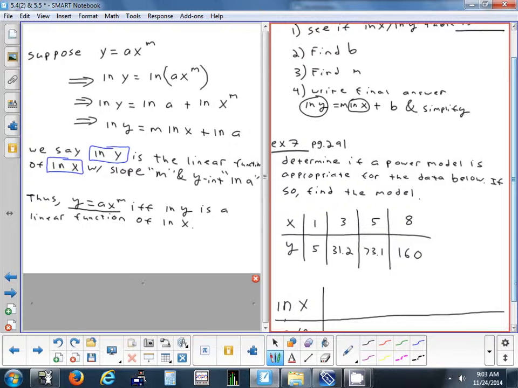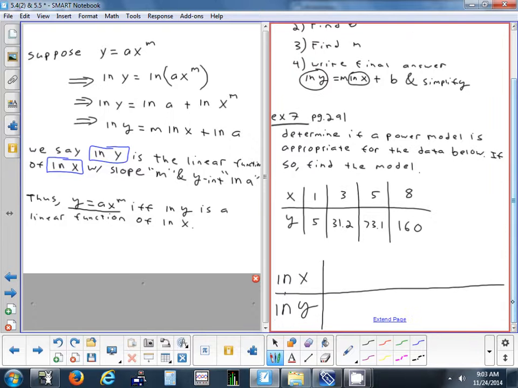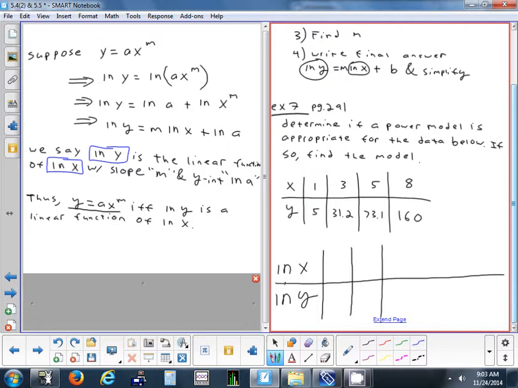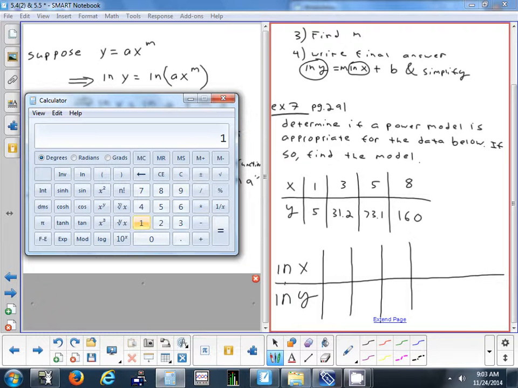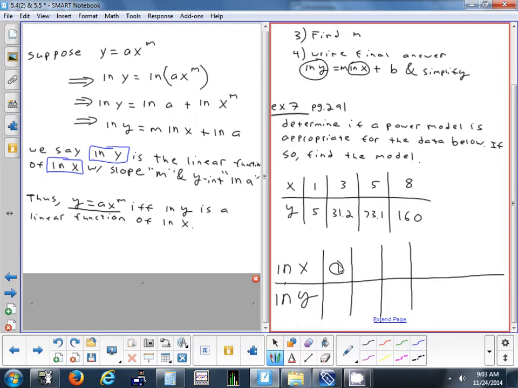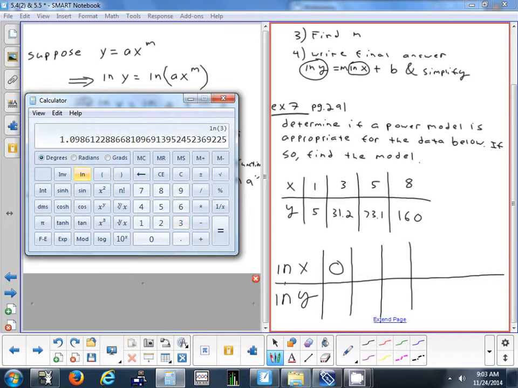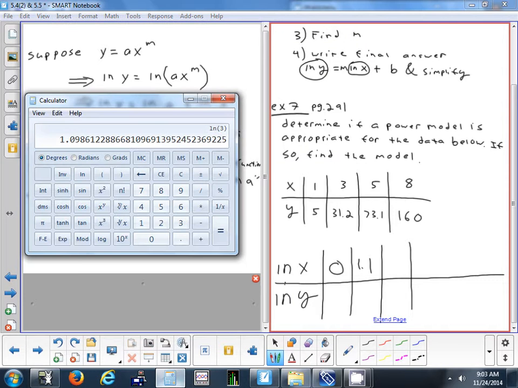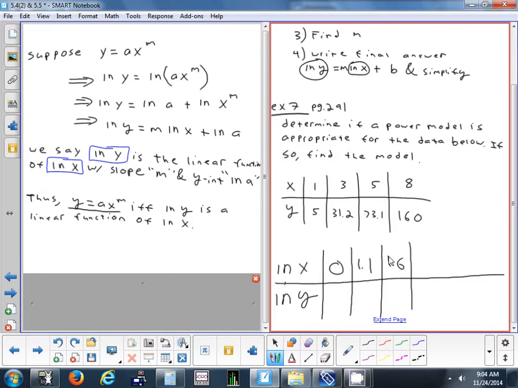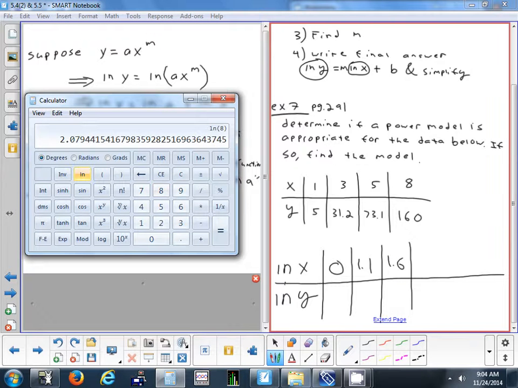Okay, so in the example, first thing it says is determine if a power model is appropriate for the data below. The way we're going to do that, we're going to take the ln of every number in that table. And we'll make a new table right below it. Okay, so let's just start and go through. Natural log of 1 is 0. Natural log of 3 is about 1.1. And again, it doesn't have to be exact. We're just going to look and see if this data would pretty much fall in a straight line. Natural log of 5 is 1.6. And 8 is about 2.1.